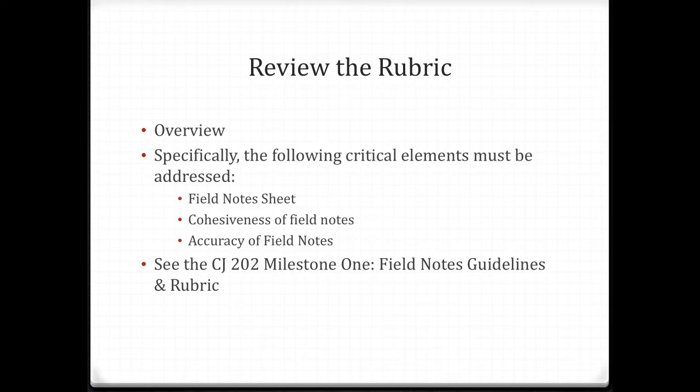It's really only about 4 sentences. Specifically, the following critical elements must be addressed. That's the next item up in the rubric. Your field notes sheet, which is what you're actually going to submit, the cohesiveness of your field notes, and the accuracy of your field notes. So what we're going to do now is take a look at the rubric so you can see the actual language of what you need to do to get the highest possible grade.